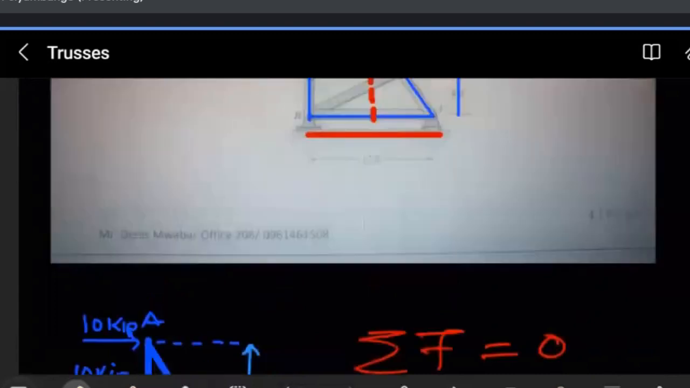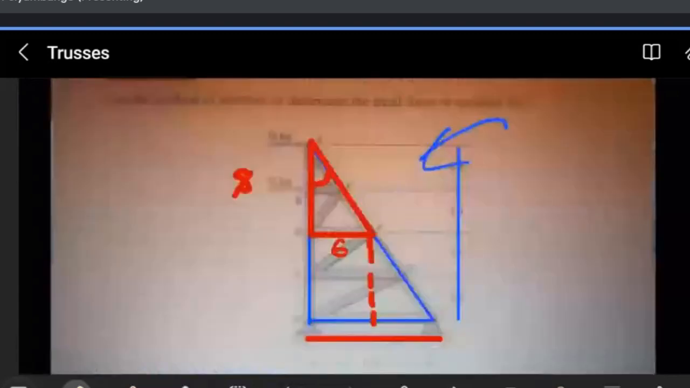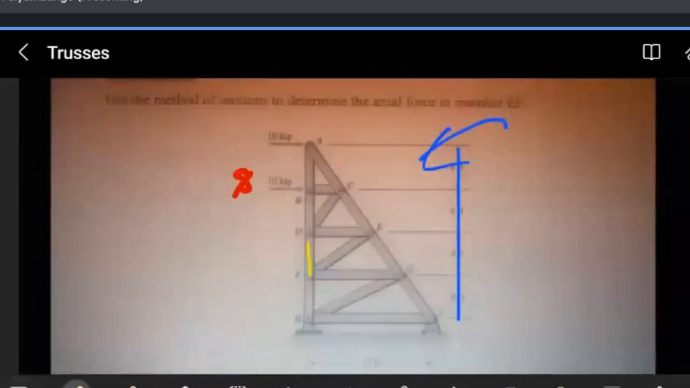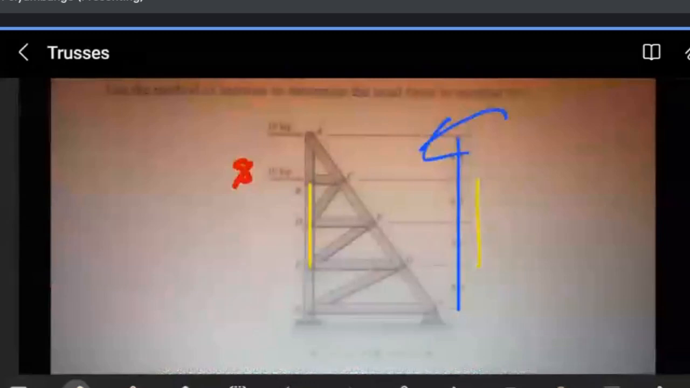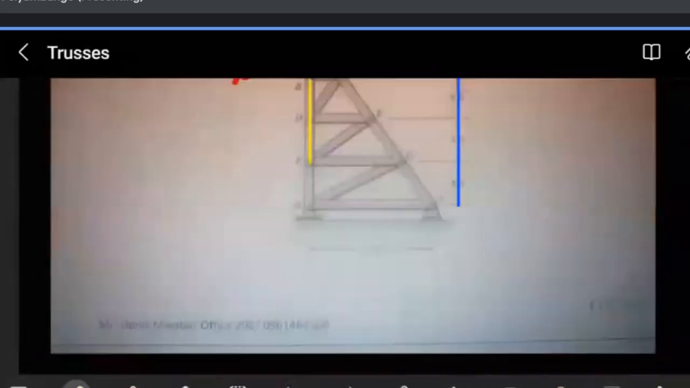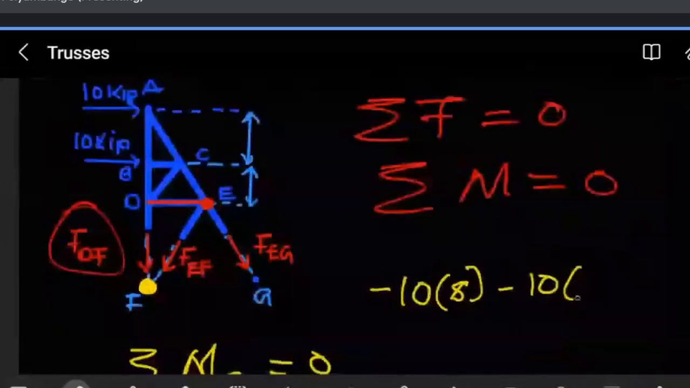So from F going all the way up to A. Let's just start with up to B. So the distance there is going to be the 4, and then the 4 there as well. So this is going to be 8. So you see that here, the distance is going to be 8 feet. Then minus the second 10, the one acting at A. But to A, the distance is going to be 4 plus 4 plus 4, which is 12. So here, the distance is going to be 12 feet.